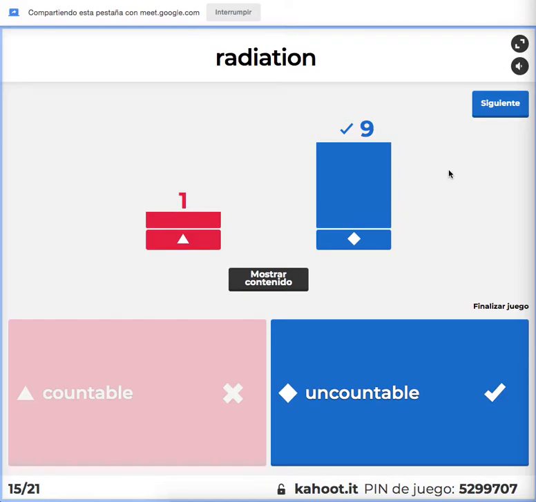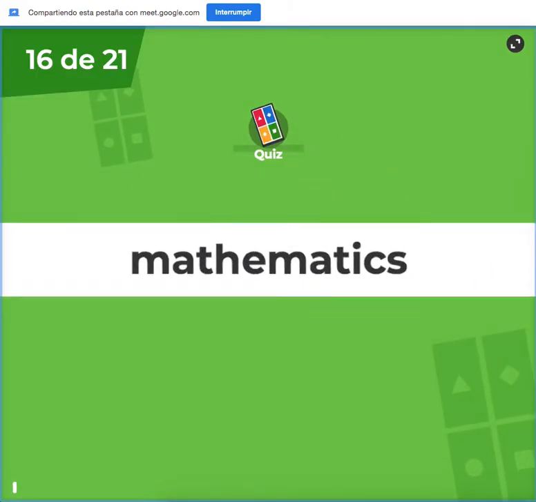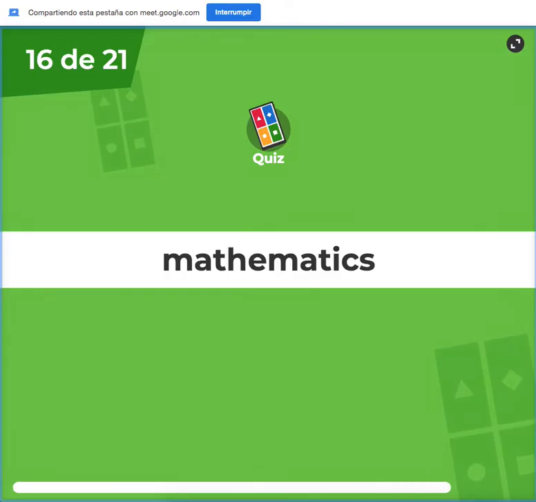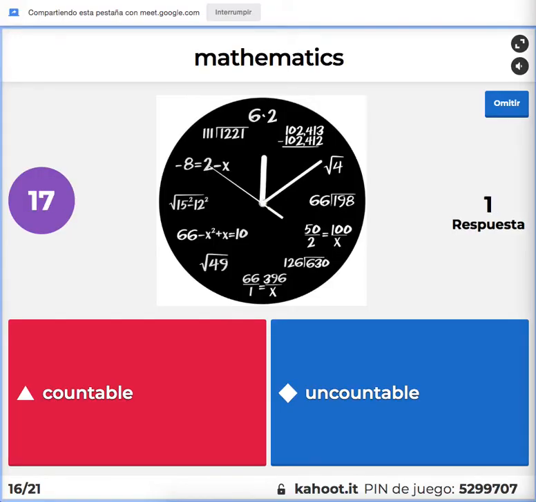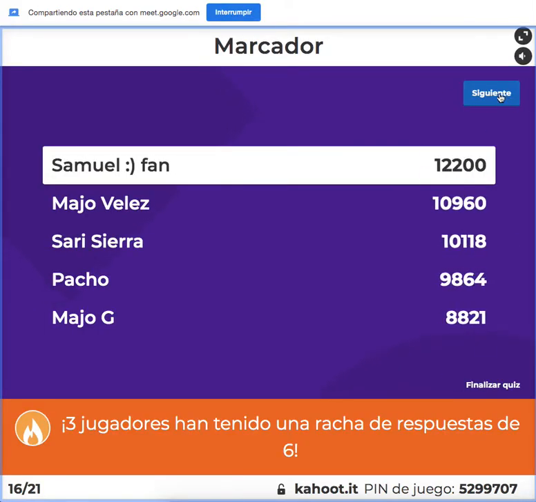Okay, very good. Radiation is non-countable. No puedes contar la radiación. It's like impossible. The next one. Mathematics. So can you really count maths or not? Think about it. Very good, uncountable. You are doing it better now.